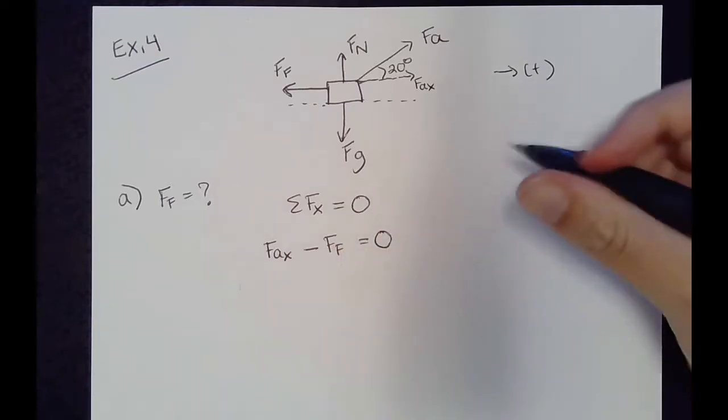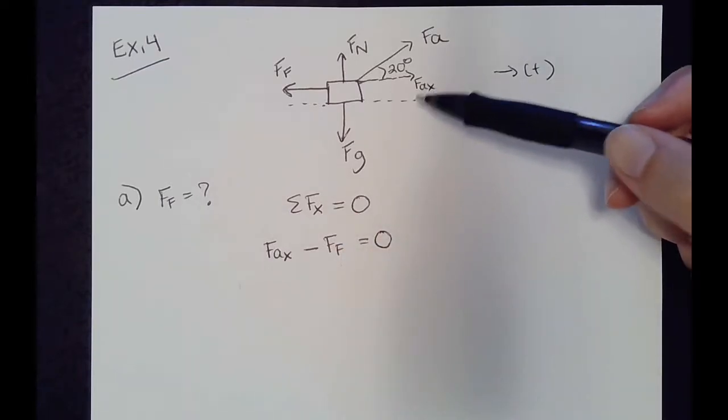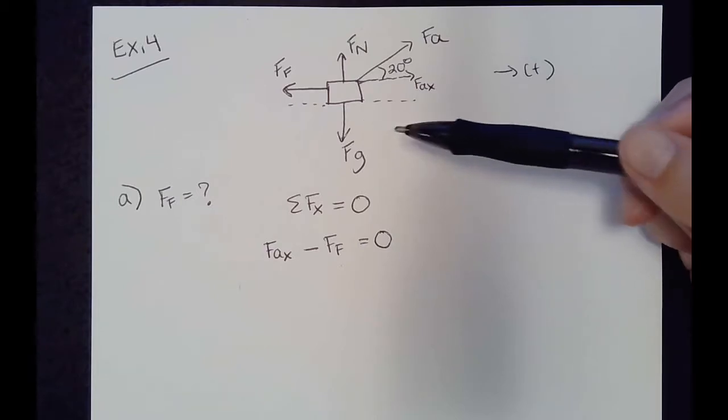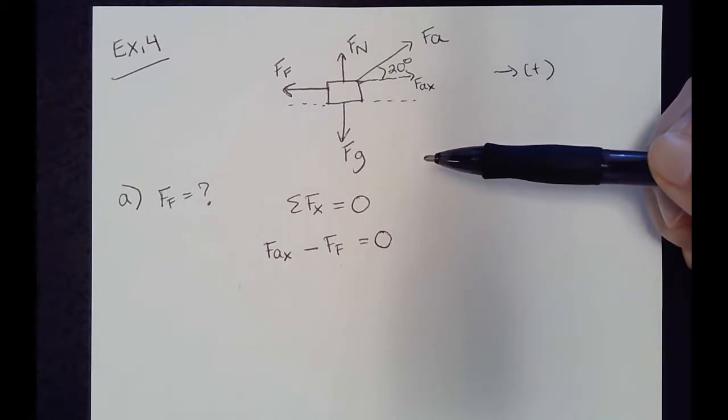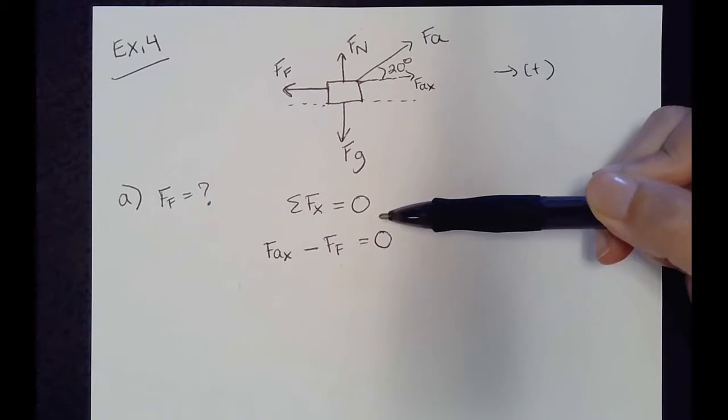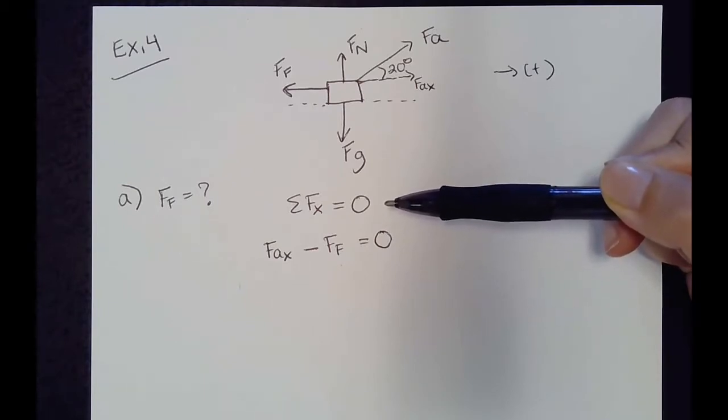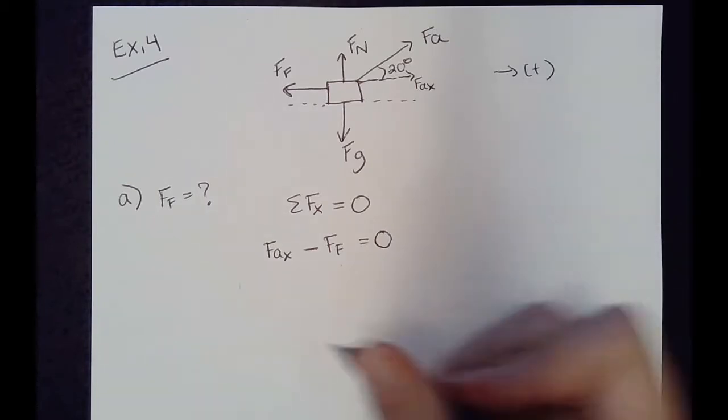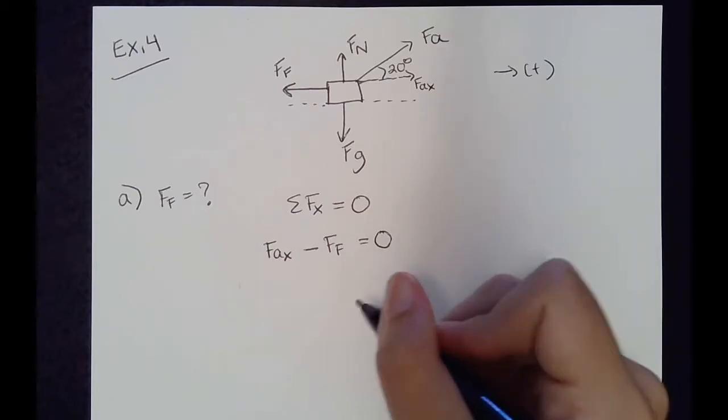This means that the horizontal component of the applied force has to balance the friction force so that it can move at a constant velocity. Constant velocity was the key word to tell us that it is Newton's first law and that the net force does equal 0. Okay, so now I'm going to put in the components.